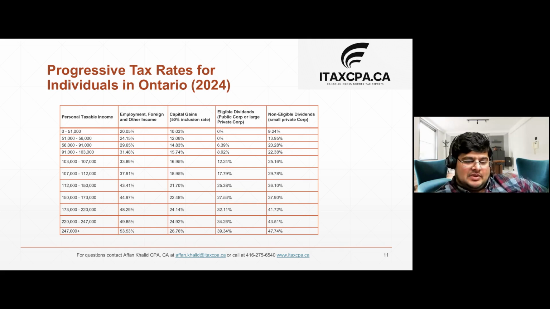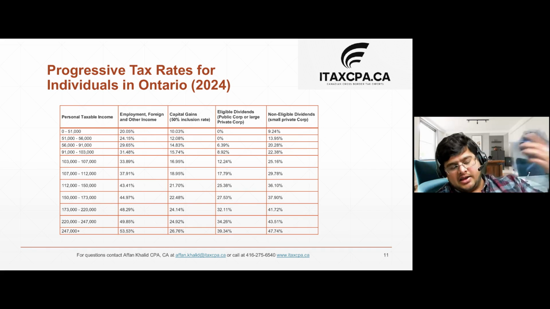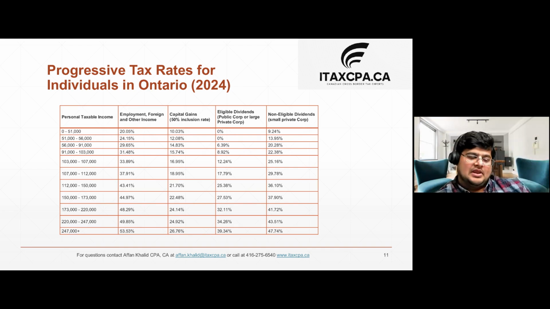For dividends, if you remember, I explained there are public company and large private company dividends. Because these companies are paying a higher tax rate or general rate at 26, 27, 28%, these dividends are subject to a higher dividend tax credit and hence more preferentially taxed. You can see that the highest tax rate an individual can pay on eligible dividends is about 40%. Okay, in Ontario, by the way.